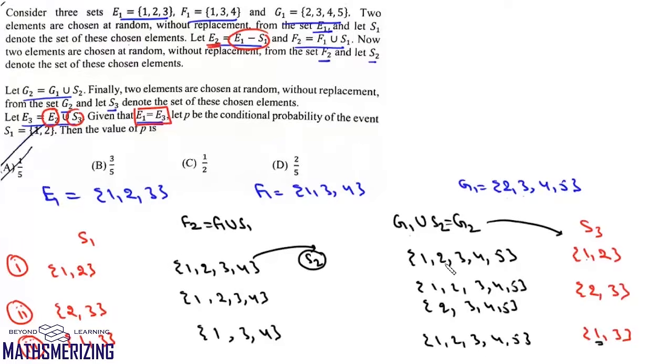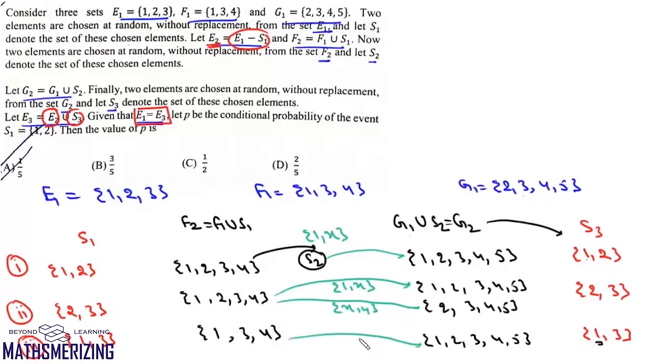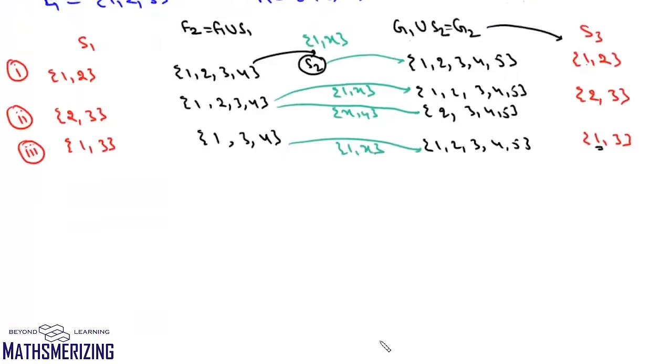Now in this first case, if we have to select these two elements in S2, then one of the elements must be 1 and the other element could be any one of 2, 3 and 4. Here also, if we choose this first case, then it should be 1 and then some element X. And if it is the second case, then it should be some elements X and Y other than 1. And in this third case, it should be 1 and then some element X. So these are the four cases possible in which E1 is going to be equal to E3.